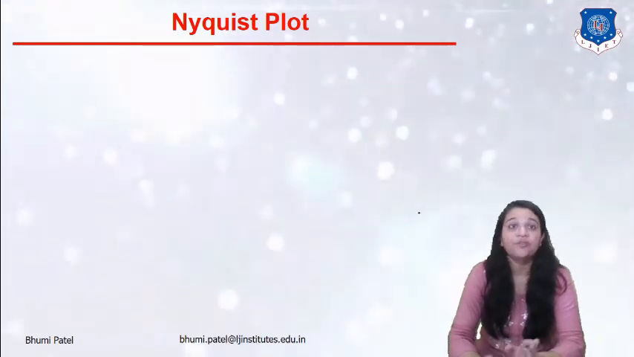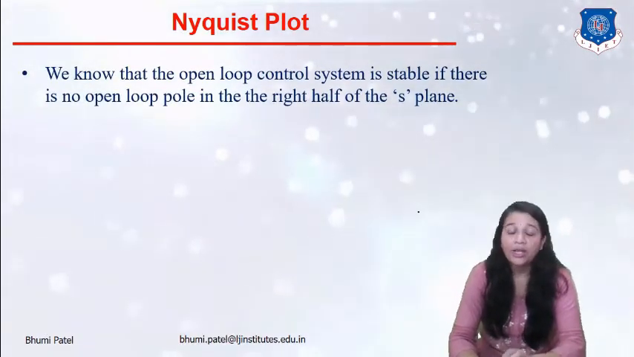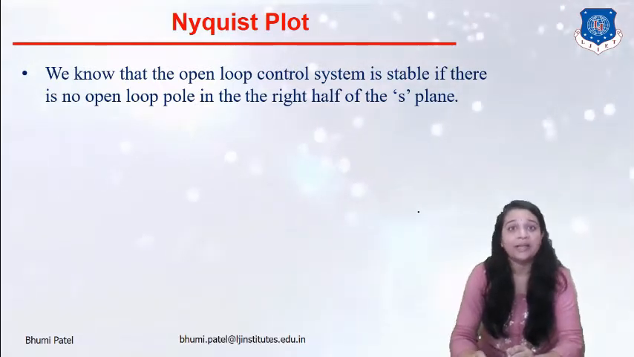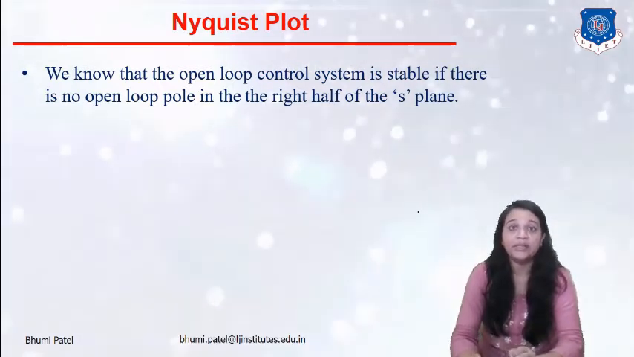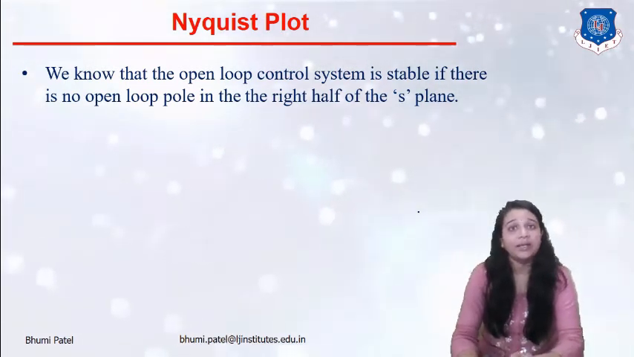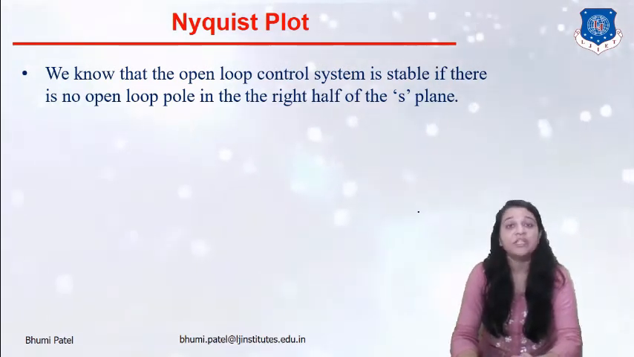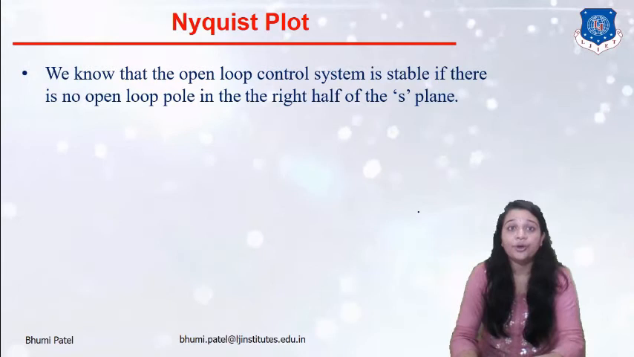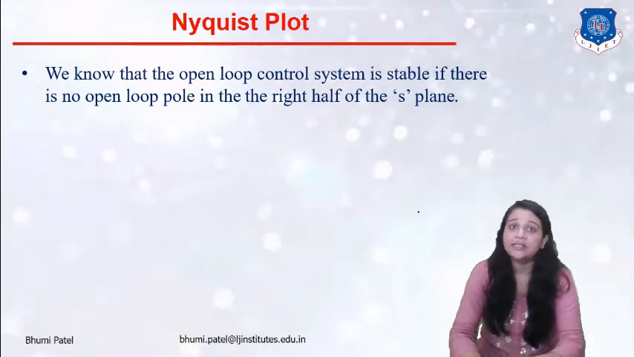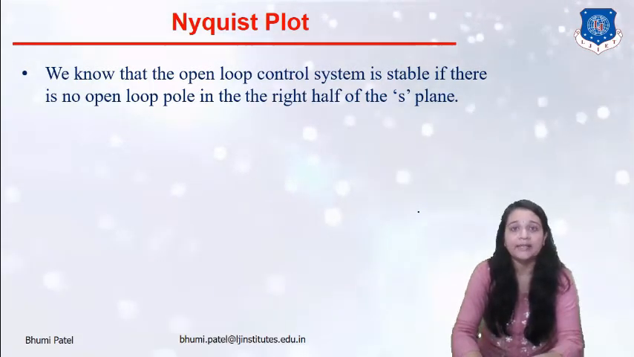Suppose we know that the open loop control system is stable only if there are no open loop poles in the right half of the s-plane. As you know, if any pole is located in the right-hand side of the s-plane, that type of system becomes unstable. So the open loop control system is stable only if no open loop poles are located in the right half of the s-plane.